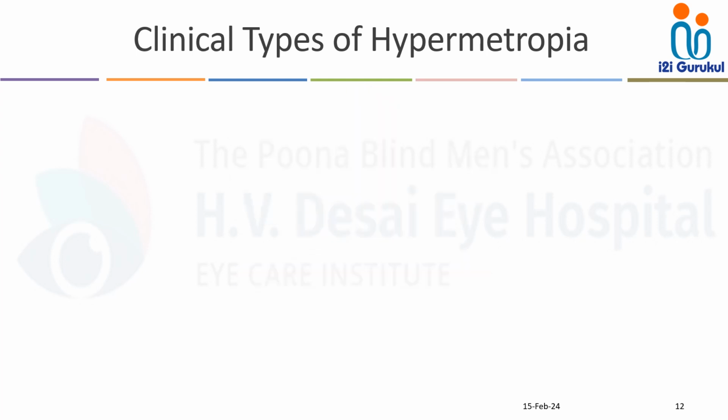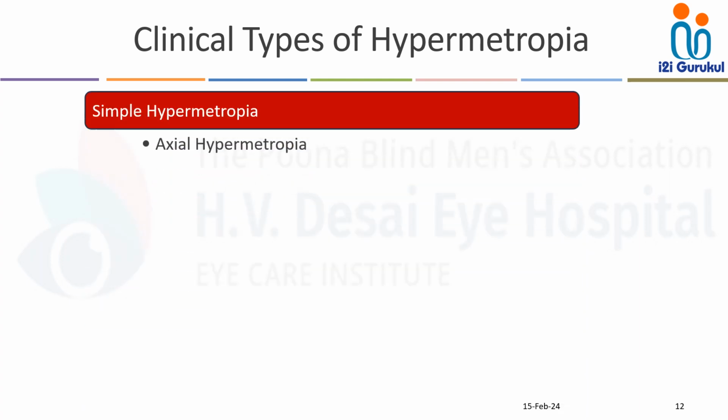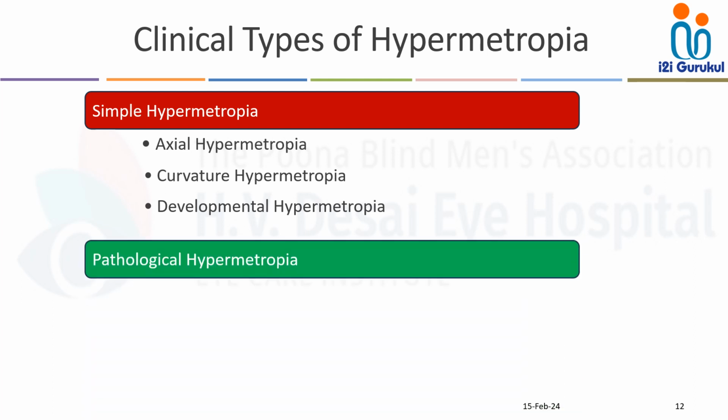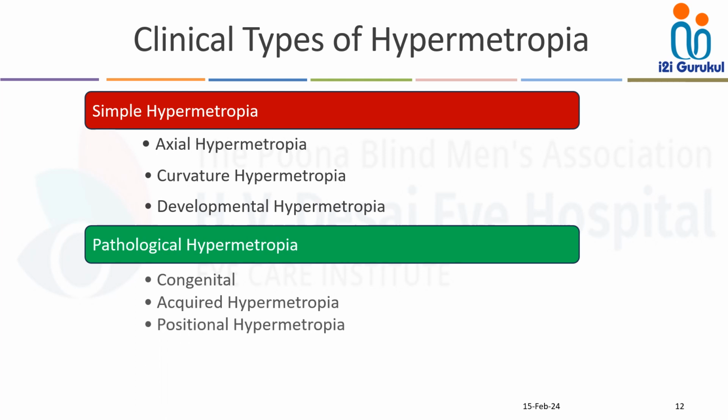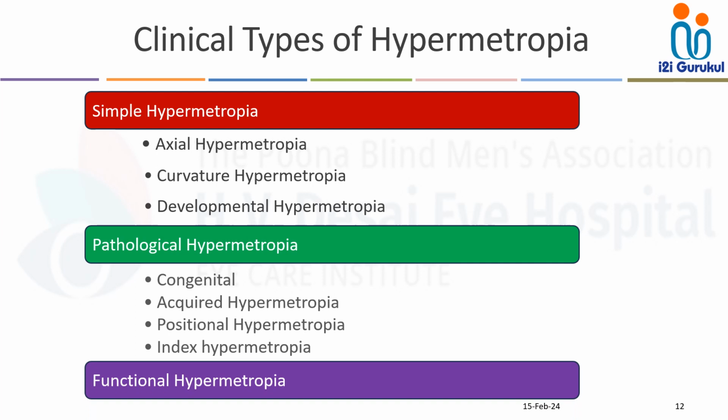Moving towards the clinical types of hypermetropia. We have three types. One is simple hypermetropia, which includes axial hypermetropia, curvatural hypermetropia, and developmental hypermetropia. The second one is pathological hypermetropia. This includes congenital hypermetropia, acquired hypermetropia, positional hypermetropia, and index hypermetropia. And the last one is functional hypermetropia. These are the clinical types of hypermetropia. We'll go through them one by one.